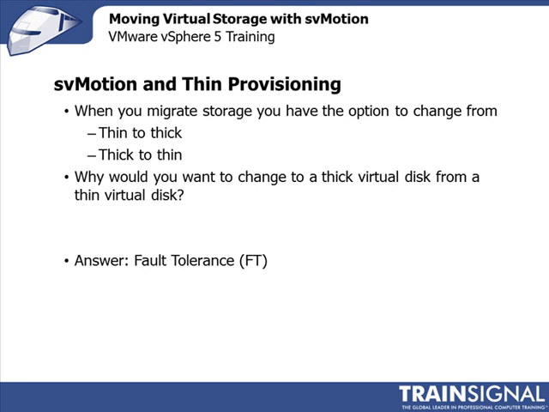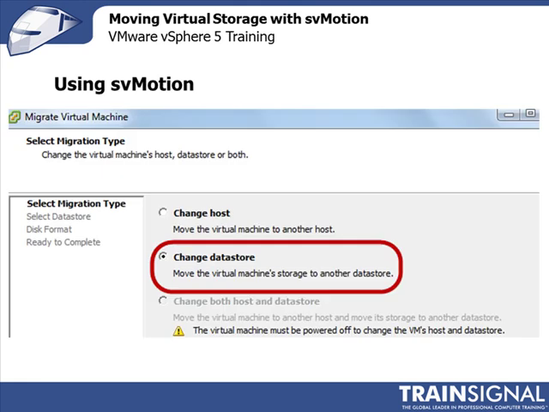And the answer is fault tolerance. VMware fault tolerance requires that you're using thickly provisioned virtual disks, which of course are going to take up much more disk space than a thinly provisioned virtual disk. So you could actually use storage vMotion to perform this conversion from thin to thick. Of course, you could also keep the virtual machine disk file just the same, or you could choose to even reduce the disk footprint by going from a thickly provisioned disk to a thinly provisioned disk, utilizing less space in your storage array.